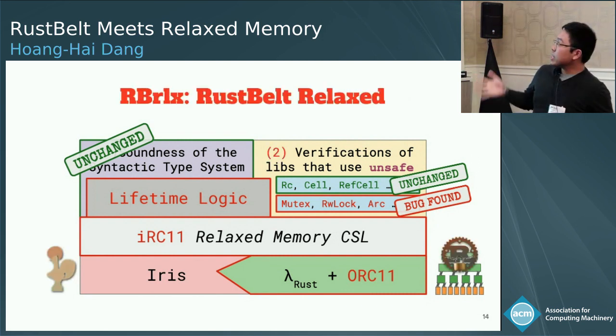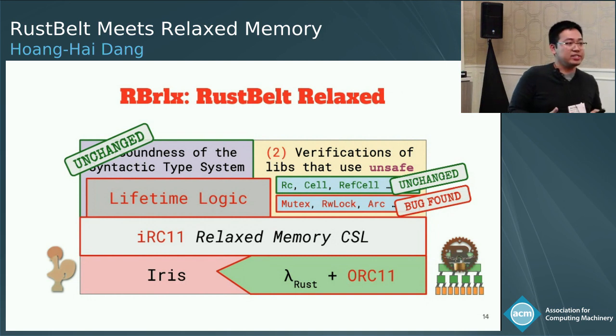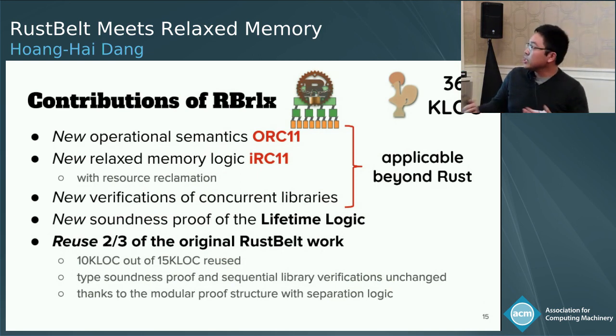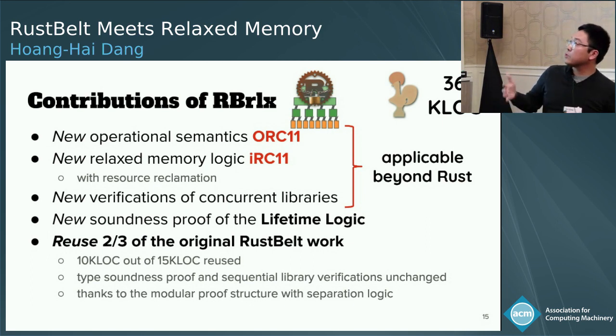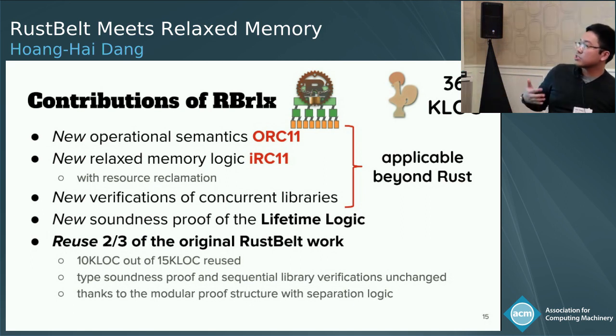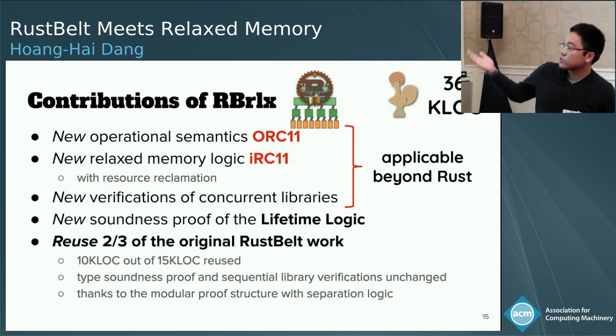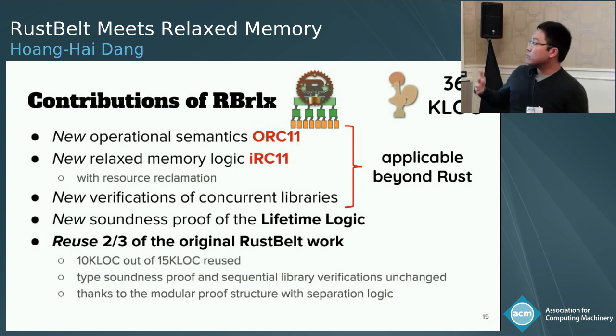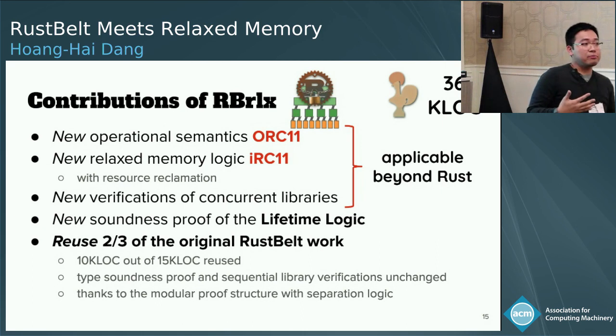So that is the high-level overview of the adaptation of the RustBelt verification effort to relaxed memory. We call this RustBelt Relaxed, obviously. There are a lot of technical contributions in this work. We have a new operational semantics for relaxed memory, called ORC11. We have a new logic for this semantics, which has a lot of features, including resource reclamation, which I will come back to in the second part of the talk. We have a new verification of very subtle concurrent libraries that Rust built.